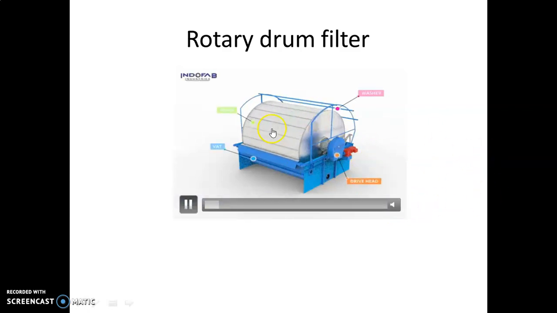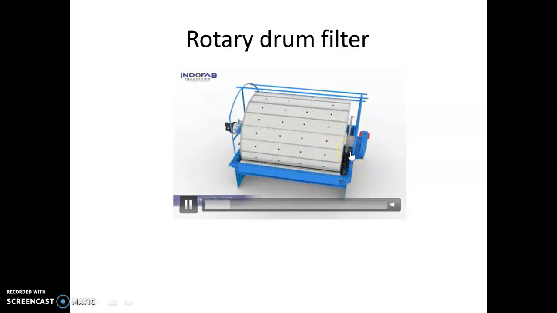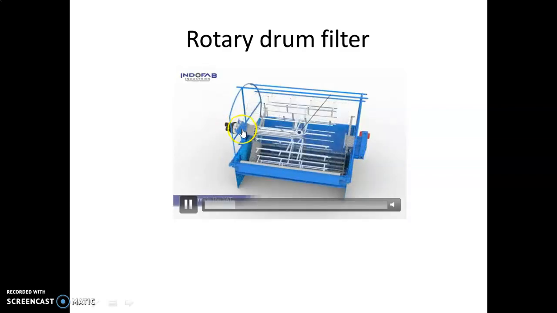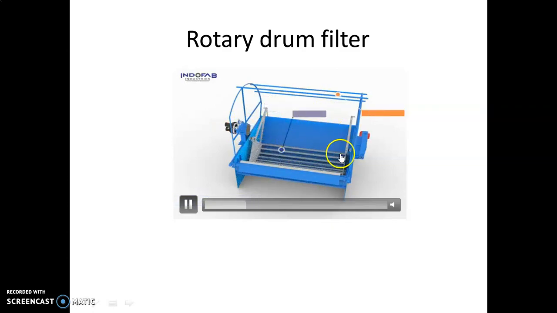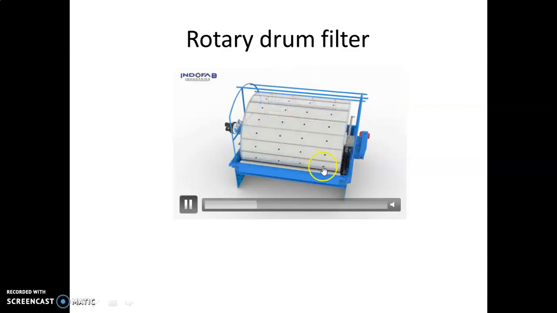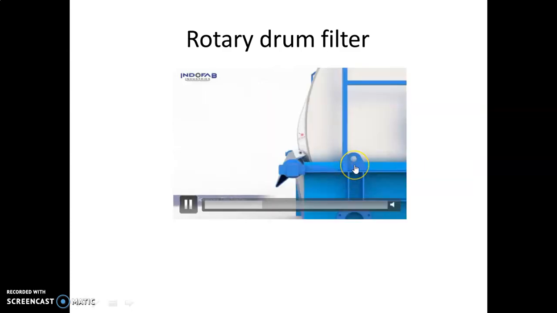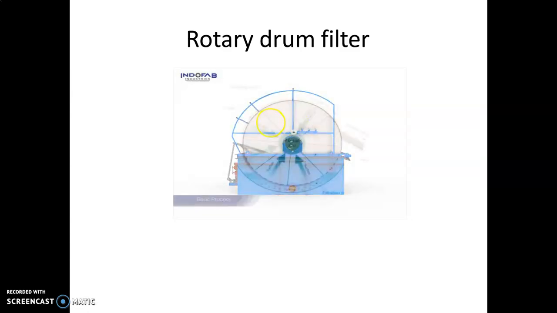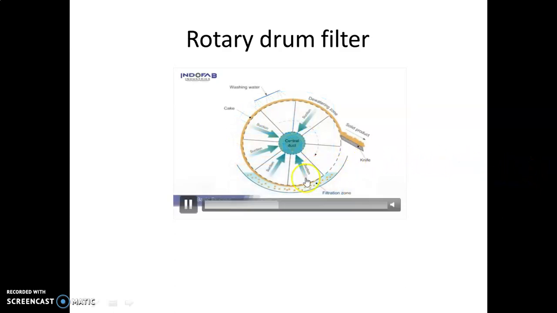So this is the rotary drum filter, and this is called a trough, and from this wall we can apply. This is the inner part. This is called a compartment and piping, and this is the agitator. You have to feed the slurry here. These are the sections through which the vacuum is applied.